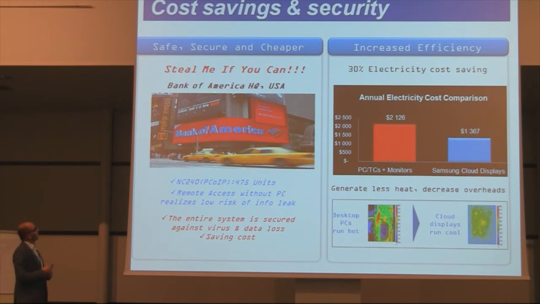So, for example, Bank of America was looking for cost savings and security. So they decided to use our NC240, which is a 24-inch PC over IP screen, and they installed almost 500 units in their banks, in their subsidiaries of their bank. And here you can see the annual electricity cost comparison, assuming they are using Samsung Cloud displays. So there is almost half of savings on electricity by using our monitors, our cloud displays.